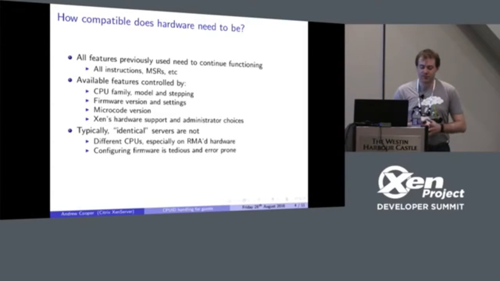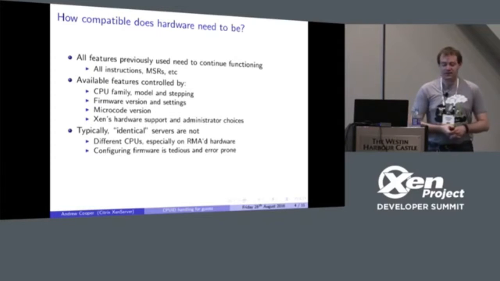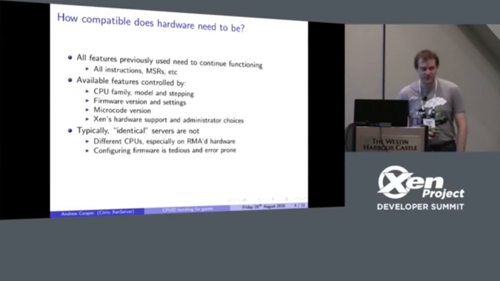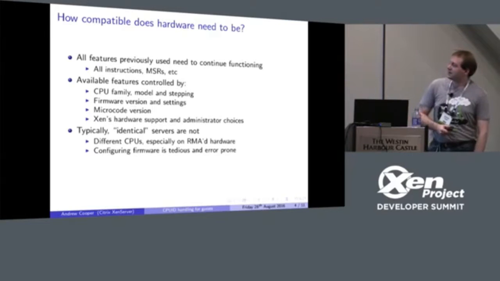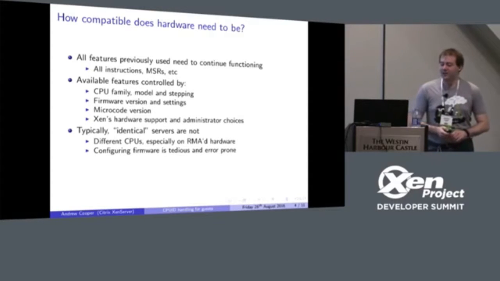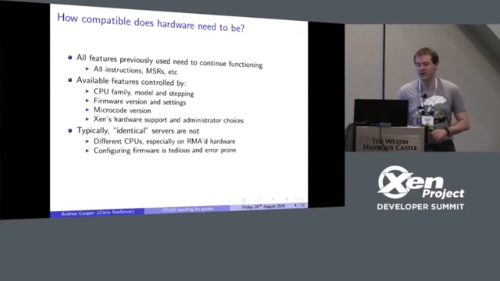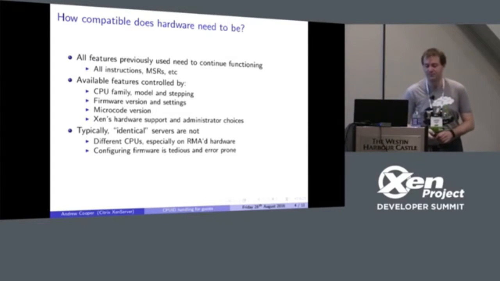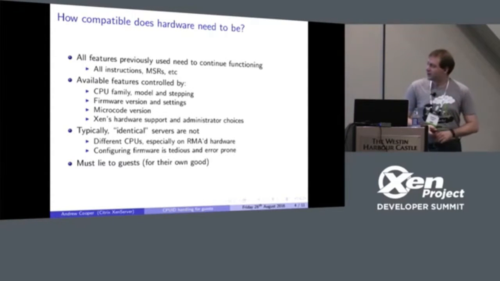The one big problem we have with customers is they come along and say, I've got 20 identical servers, and they're not. RMA'd hardware is particularly good at coming back with something that's kind of similar to what you had before, not identical. And if anyone's ever tried to configure more than one BIOS at once, it's a dull, thankless task. It's very, very common for us to see that supposedly identical servers aren't configured identically, and as a result, the feature sets available are different.